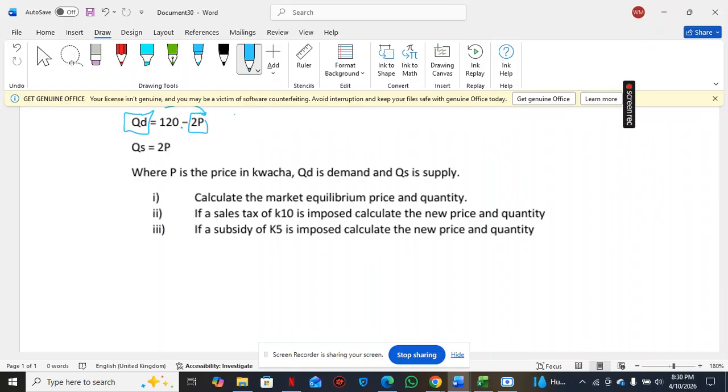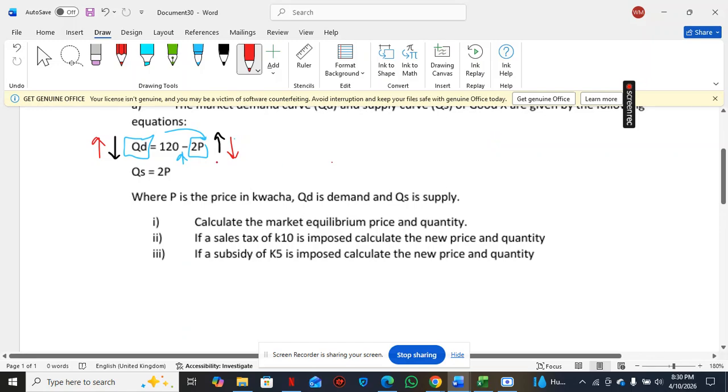Now this minus sign here is illustrating the negative relationship. This negative relationship means if you increase price, quantity demanded is going to go down. And if you do the opposite, if you drop price, quantity demanded is going to go up. That is what this law of demand is explaining here, right? Yes. QD is quantity demanded, P is price.